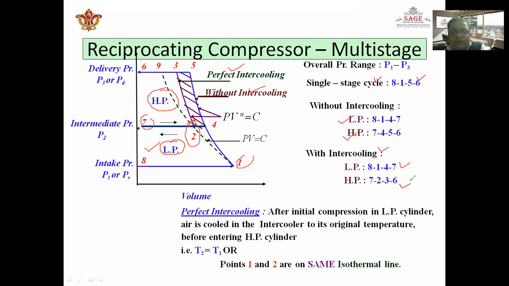There is a saving of work done because of intercooling, and the exit air temperature from the intercooler will be equal to the air entering temperature. This is called perfect intercooling. In perfect intercooling, after the initial compression in the LP cylinder, air is cooled in the intercooler to the original temperature before entering the high pressure cylinder. Then the temperature T2 is equal to T1, or points 1 and 2 lie on the same isothermal line. This is the perfect intercooling condition.